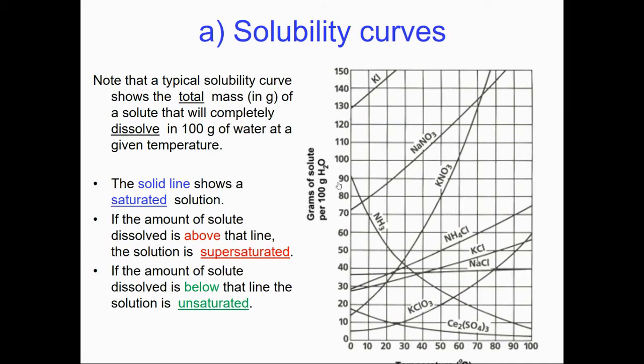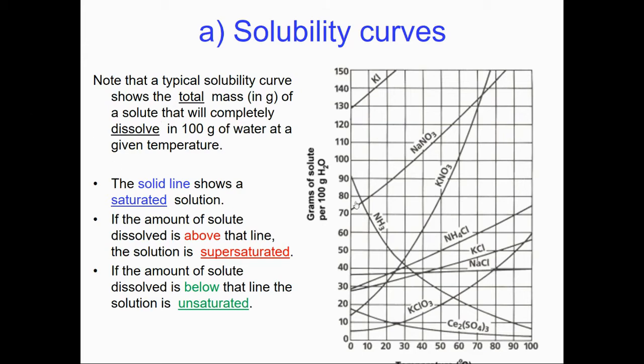Okay. How much can we dissolve if we're at 30 degrees? When we say 100 grams of water, that is the same as saying 100 milliliters of water, since the density of water is 1 gram per milliliter. So 100 grams of water is the same thing as 100 milliliters of water.